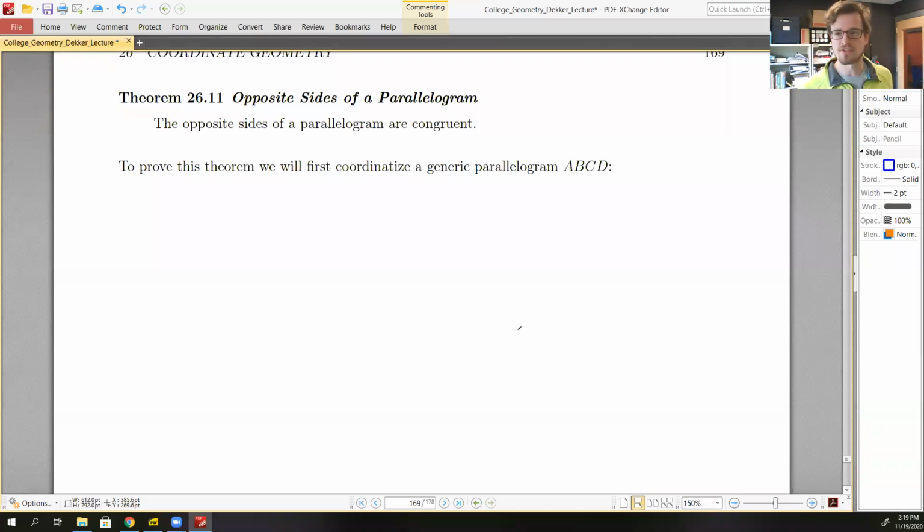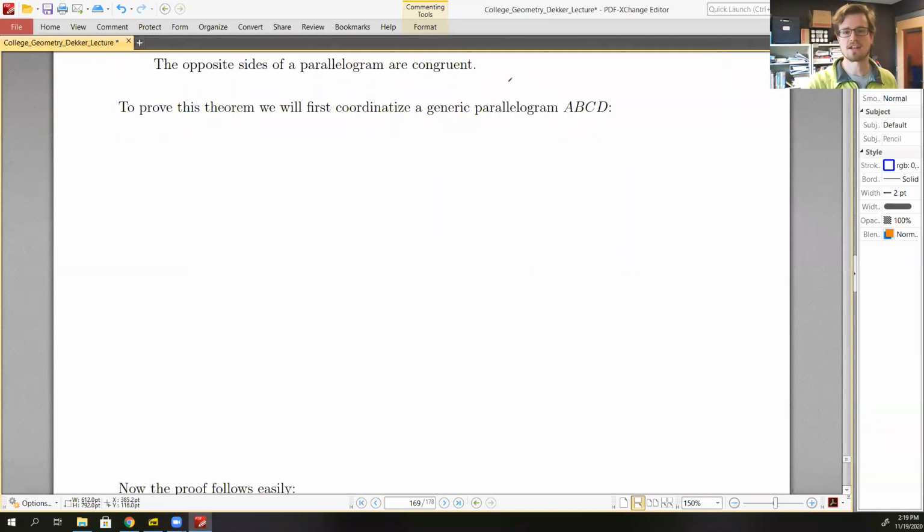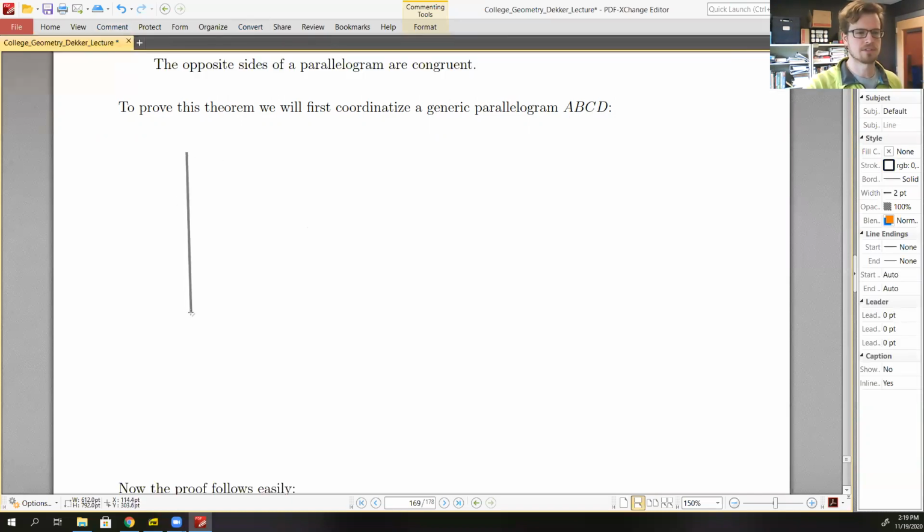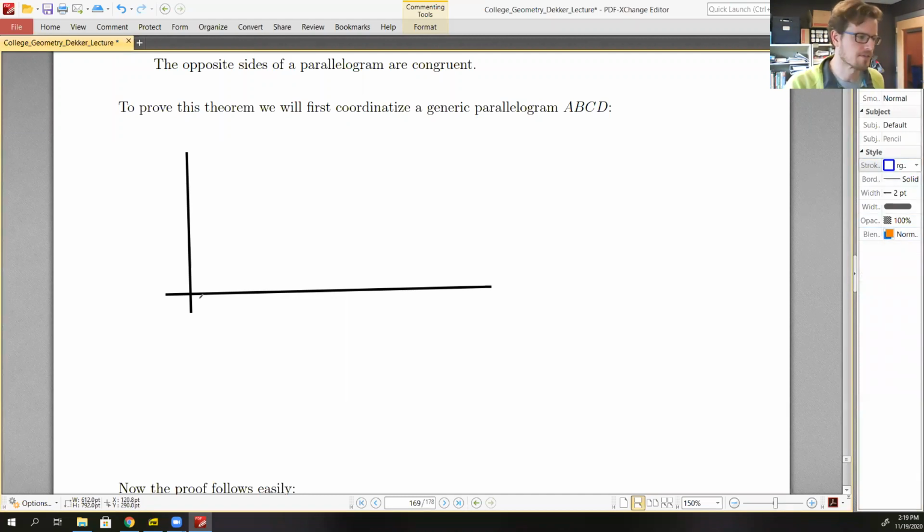So to prove this, we want to create a generic coordinatized parallelogram ABCD. And as soon as we do that, then the proof that follows is incredibly short and very convenient. So let's give ourselves some axes here, and then go ahead and give ourselves some points. Of course, of interest, again, is to utilize the origin, so that way we're minimizing the values that we have to use.